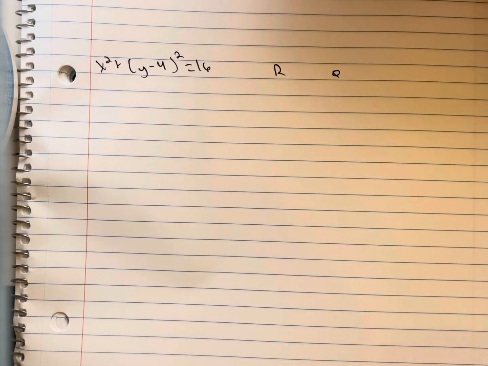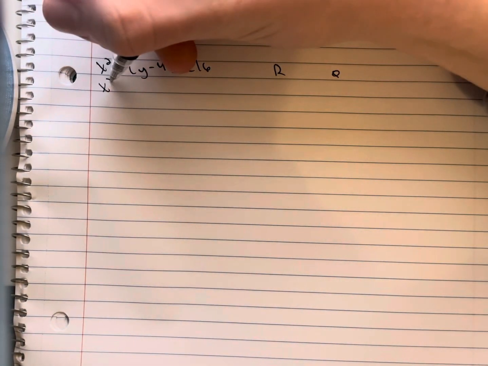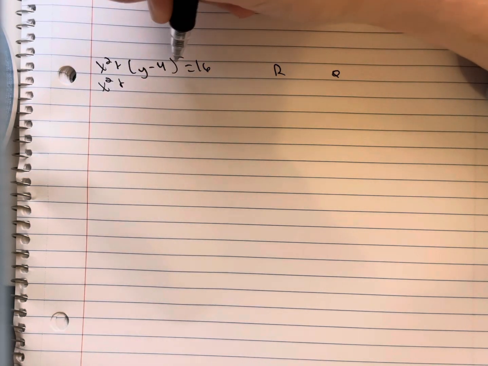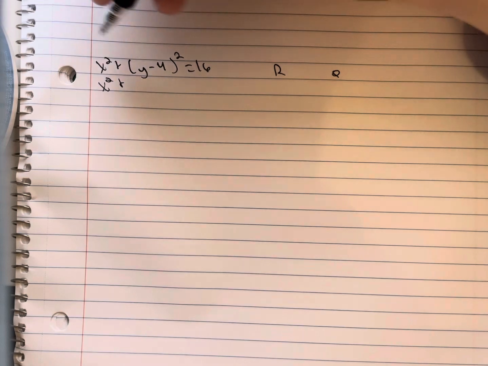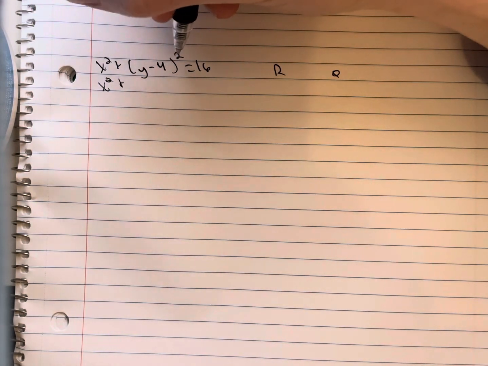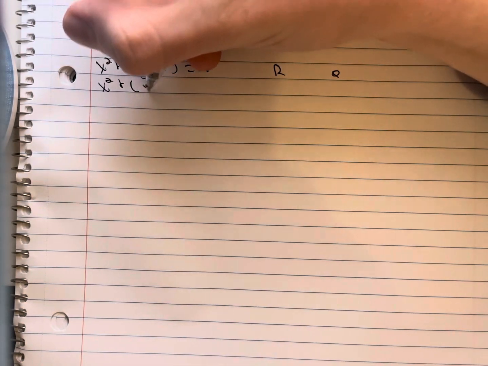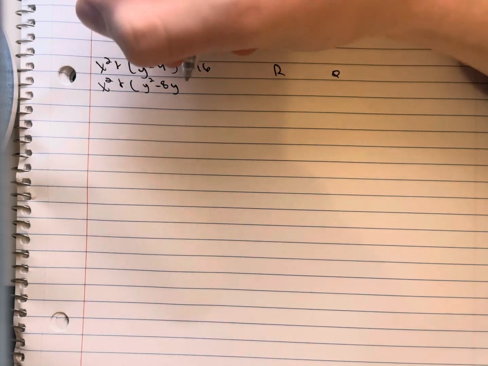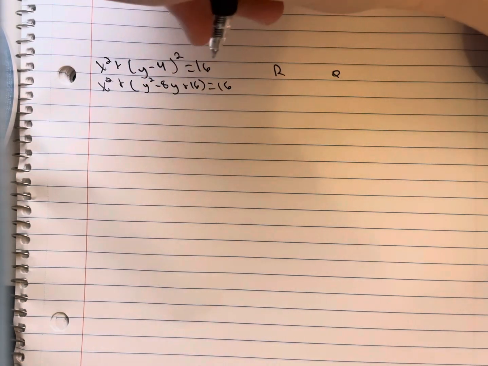And so, let's start. First thing we're going to do is distribute this to x squared plus, and let's remember now, when we mean distribute the 2, it doesn't mean put this in parentheses in the calculator, because it's not going to give you the right answer. It should be y squared minus 8y plus 16, okay? Equals 16.